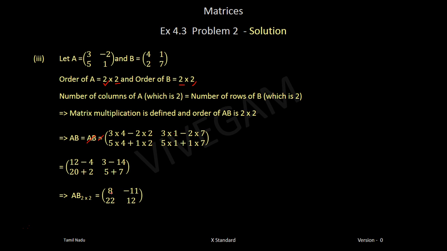Therefore, the resultant matrix is 8, minus 11, 22 and 12. And you know what's the order of the matrix? 2 by 2. So is it 2 by 2? Yes, it is 2 by 2. So it is correct. Okay, so this is how matrix multiplication needs to be done.